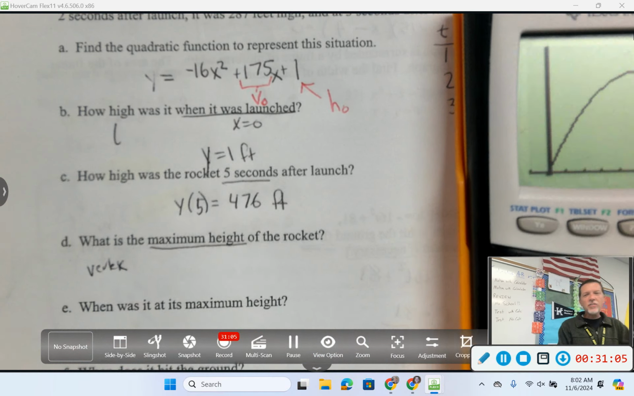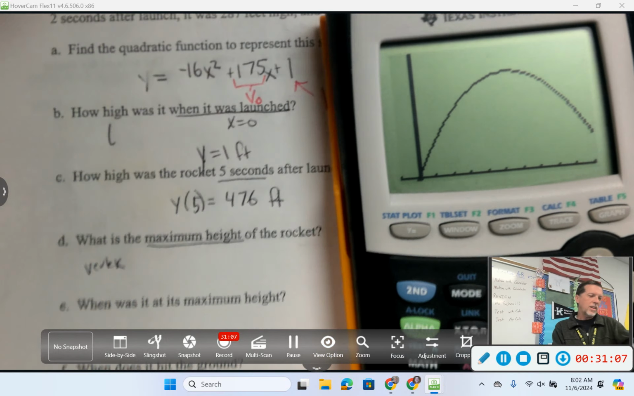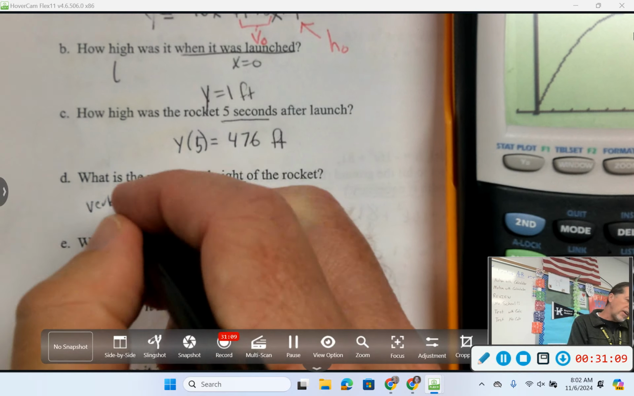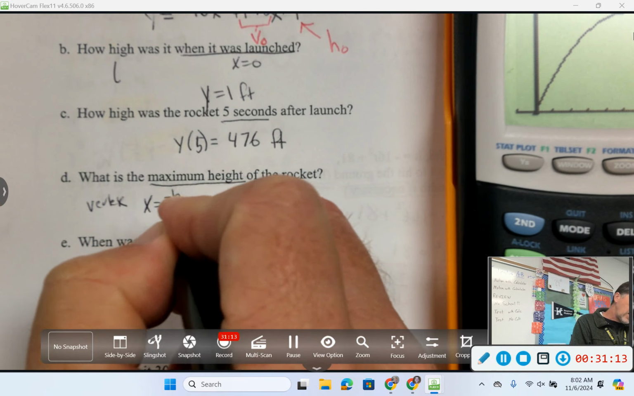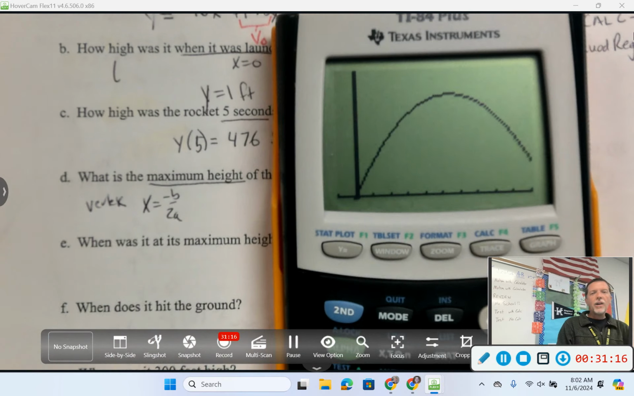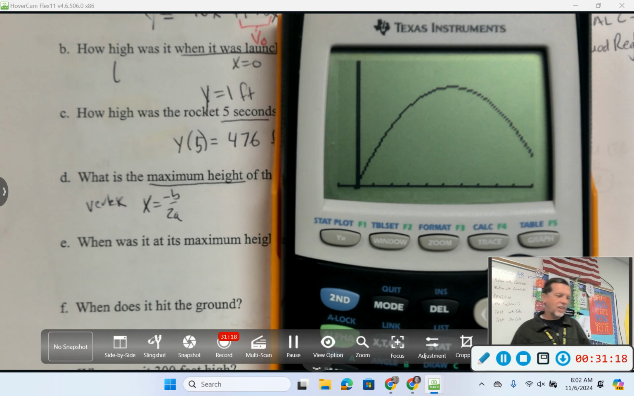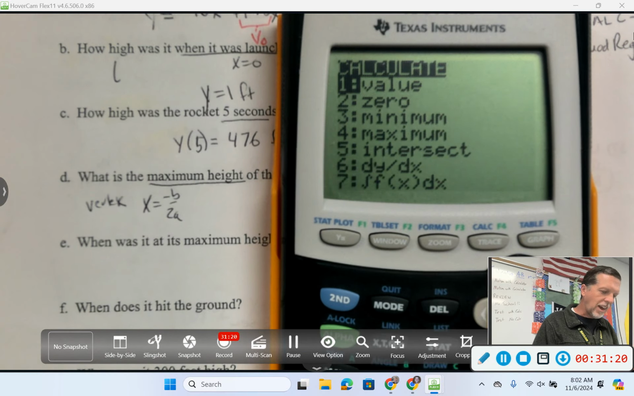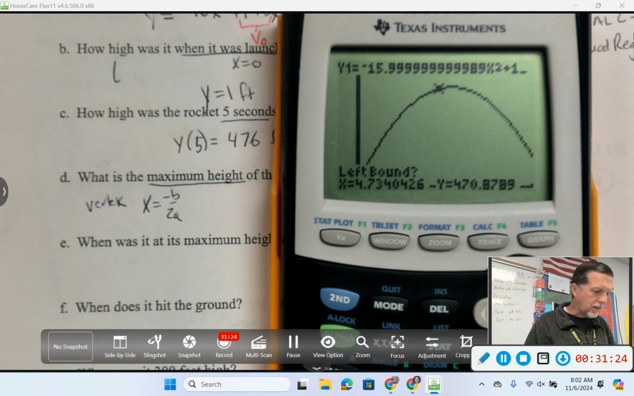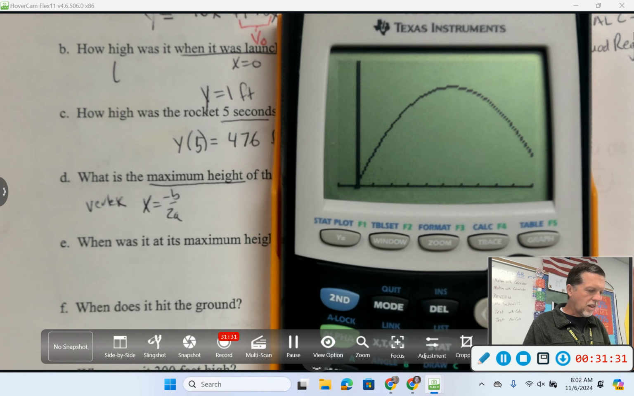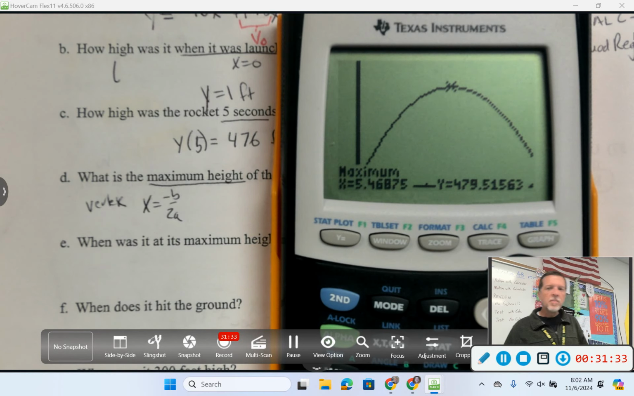Okay, there's 2 ways to find the vertex. There's the algebra way. How do I find the x coordinate of the vertex the algebra way? Negative b over 2a. Right? Yep. How do I find the vertex using the calculator? You click 2nd Calc, and find the max. And there's maximum. Great, that's exactly what I want. Left bound, right bound. I don't know what I did wrong.